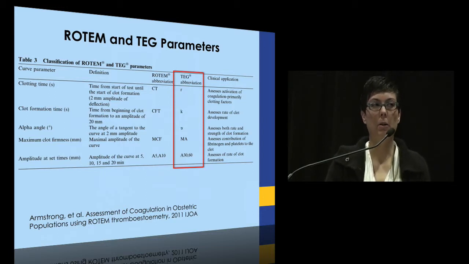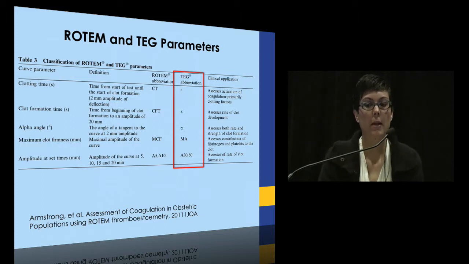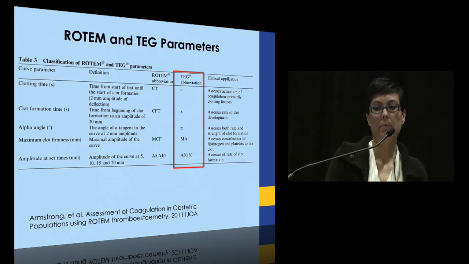These will become clear when I show you the pictures. That's basically the strength and the rate. And for the TEG, you have the maximal amplitude, and that's actually the contribution of the fibrinogen and the platelets to the clot. We won't touch on too much of the amplitude, but you can set the time, which allows you some flexibility to assess the rate of the clot formation at various time points.